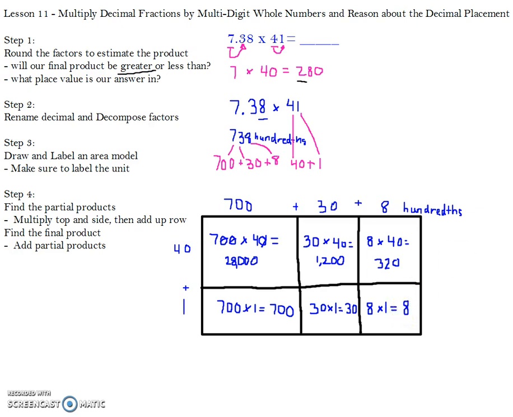Now what we want to do to find our partial products is we want to add up all of our amounts in each row. So for this first row, we'll have 28,000 plus 1,200 plus 320, and that will be our first product. So if you notice, when I set up my addition sentence, I made sure that all of my numbers are lined up by place value. Now it's easy to add. So 0 plus 0 plus 0 is 0. 0 plus 0 plus 2 is 2. 0 and 2 plus 3 is 5.